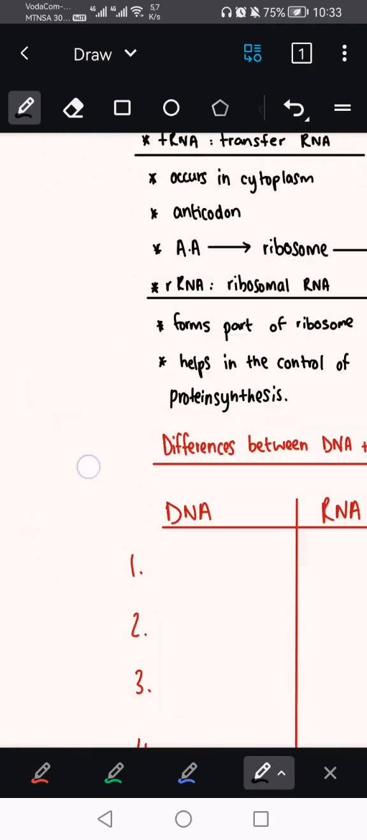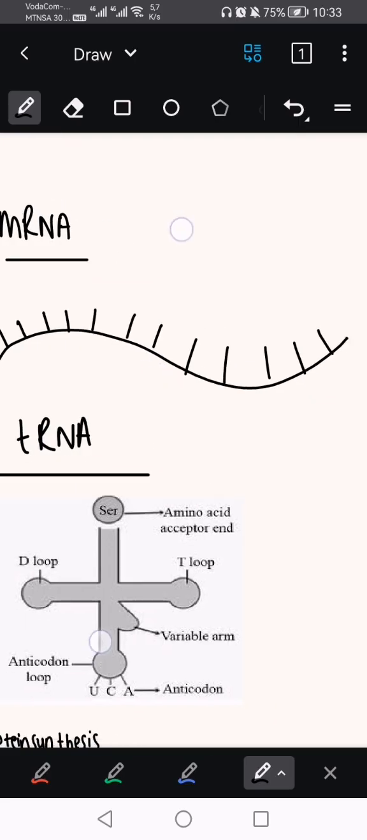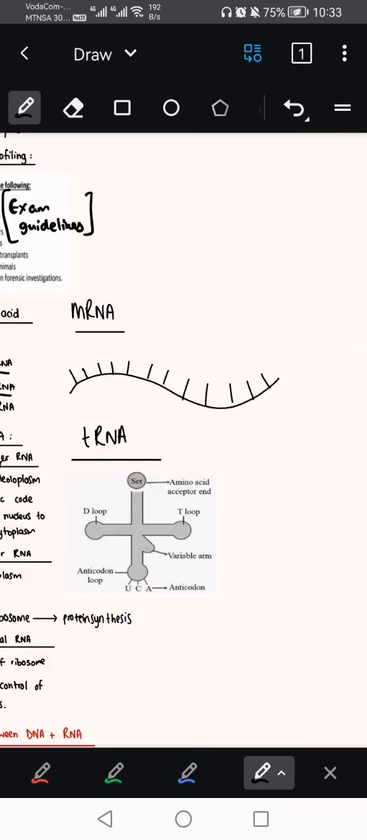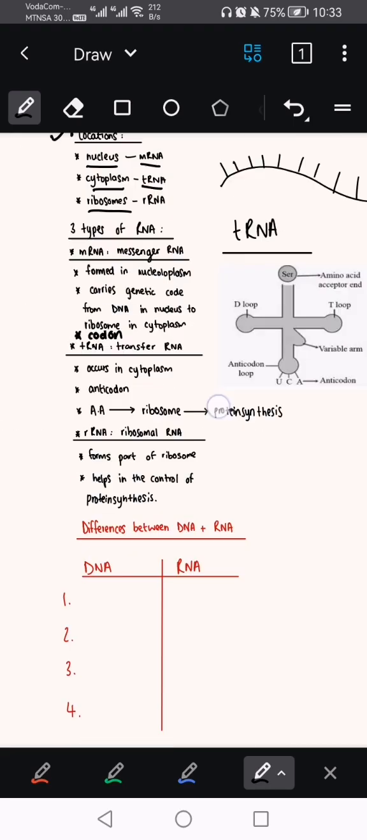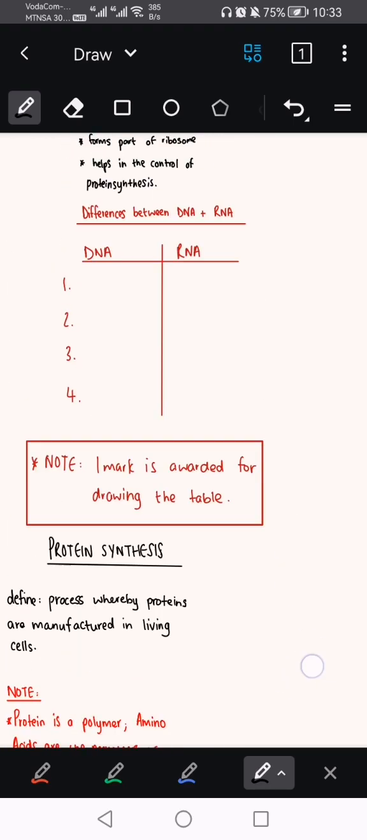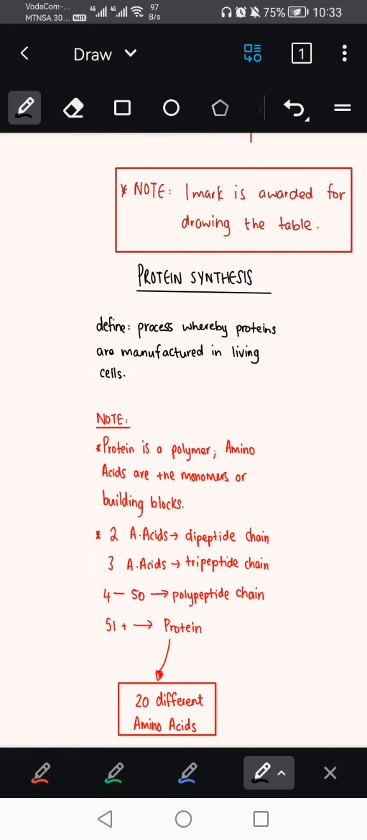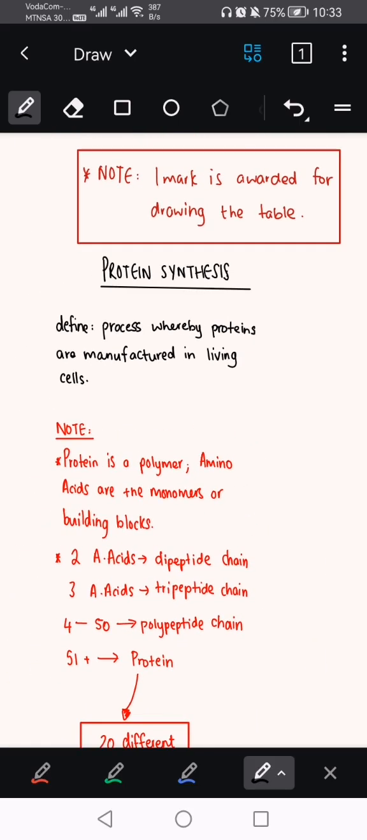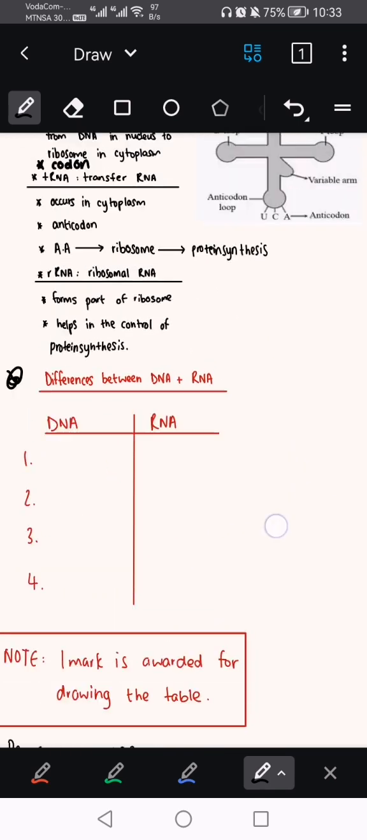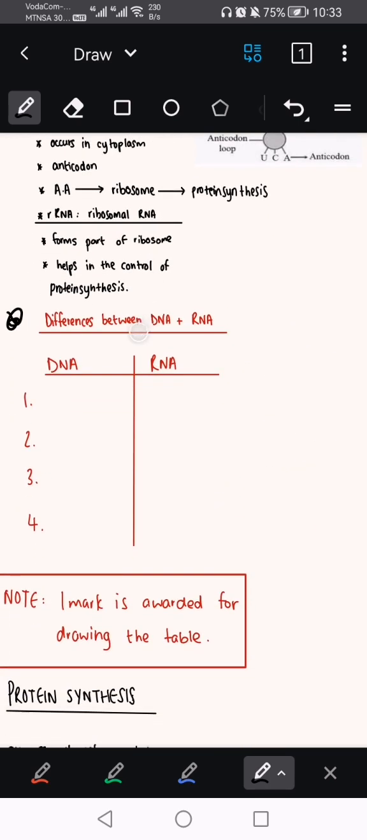Okay, so I just want to quickly look at this. This is the structure of an mRNA strand. This is the structure of a tRNA. I'm going to come back to that a little bit later. I want to get into protein synthesis in the next video, otherwise this video is going to be too long. What I'll end off this video with is some differences between DNA and RNA.